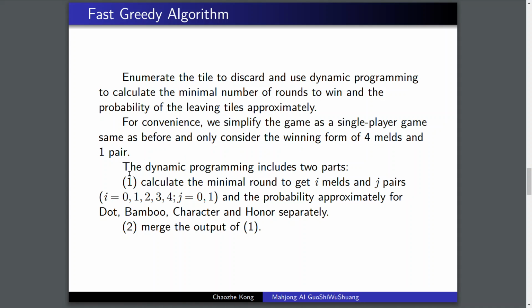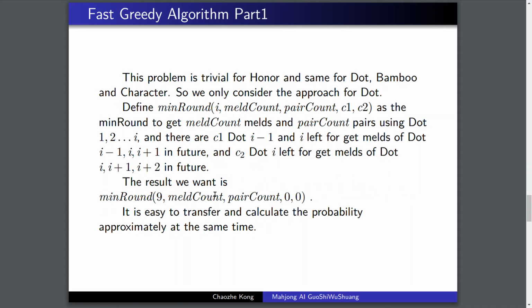The dynamic programming includes 2 parts. First, calculate the minimum round to get I melds and J pairs, and the probability approximately for dot, bamboo, character, and honor separately. Second, merge the output of the first. In part 1, this problem is trivial for honor and same for dot, bamboo, and character, so we only consider the approach for dot.